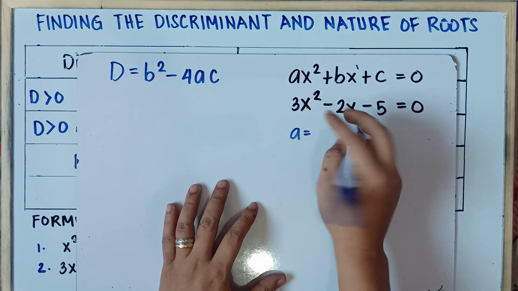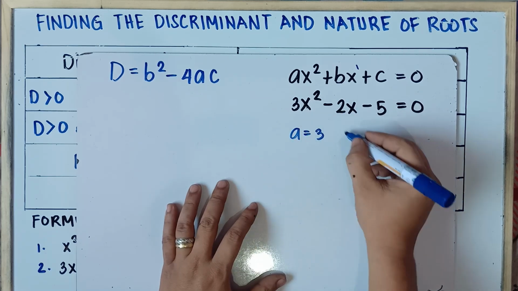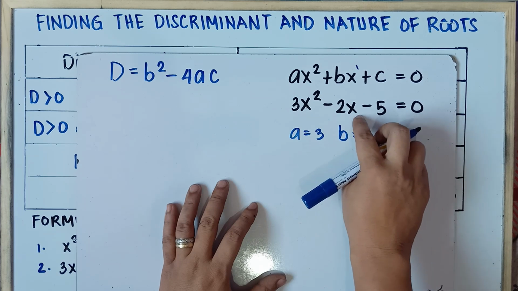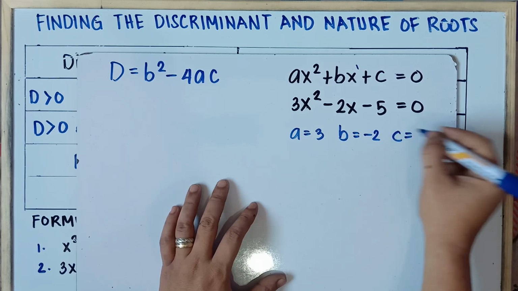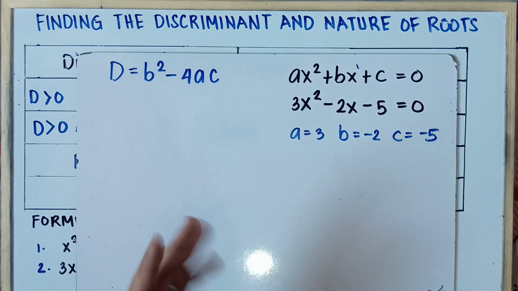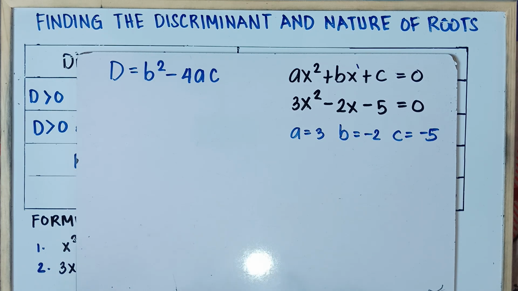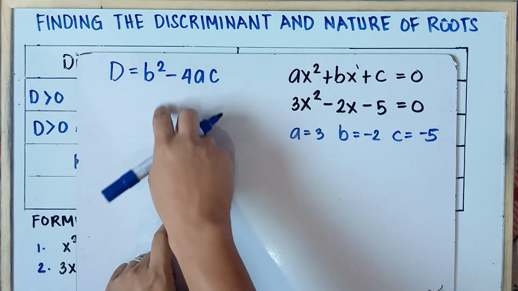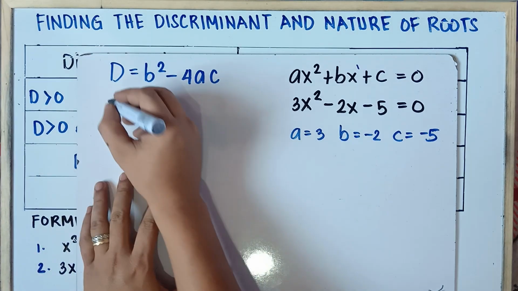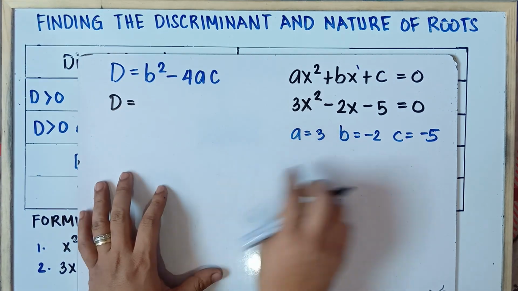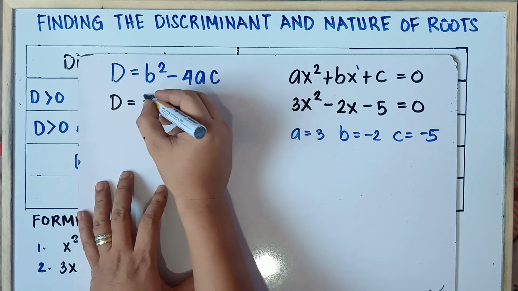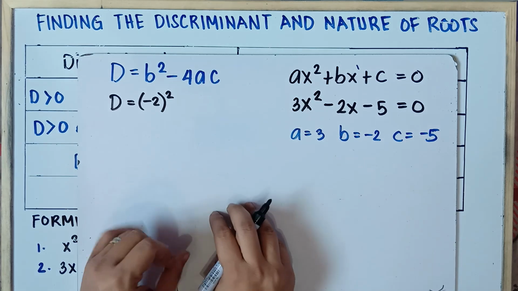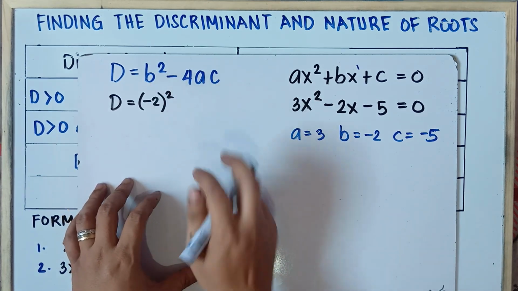So our a is beside x squared, that would be 3. Our b is beside x with exponent of 1, so our b is negative 2. And our c is negative 5. So once you get the value of a, b, and c, simply substitute this value in this given equation. So copy d, discriminant is equal to, so once again, our b is negative 2, so that would be negative 2. You put parenthesis, class, then squared. So that would be negative 2, then squared.